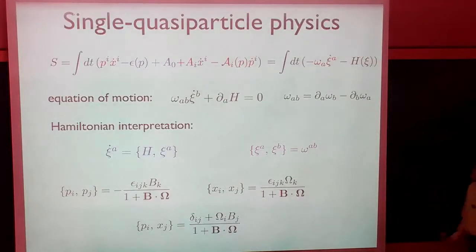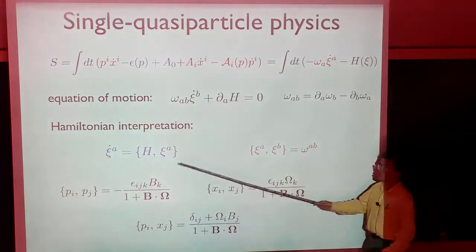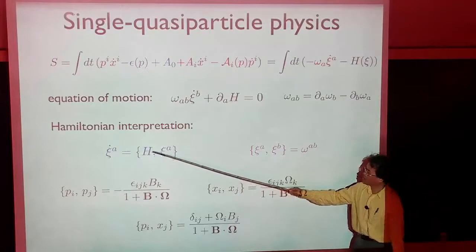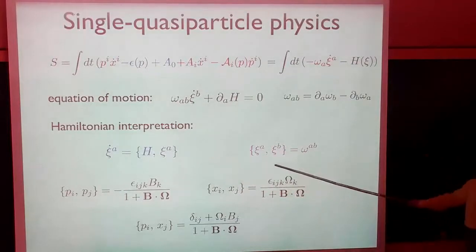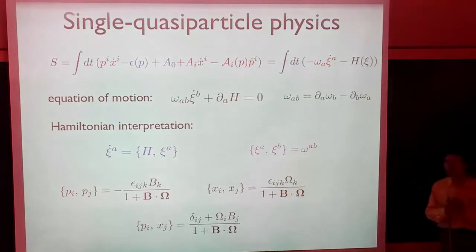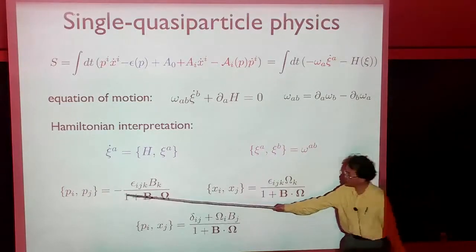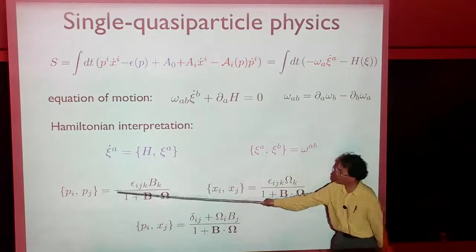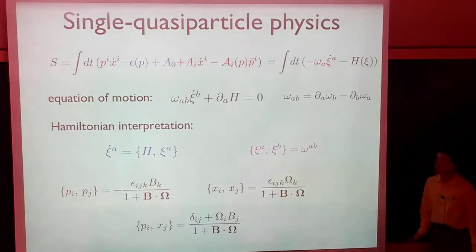And one can also give this equation a Hamiltonian interpretation as the equation of evolution with a given Hamiltonian, but with a special type of Poisson, with non-trivial Poisson brackets, where the commutator of two psi is the inverse of this matrix. So if we do the calculation, at the end we find the following formula: the commutator of P and P is not equal to 0. The commutator of X and X is also non zero.